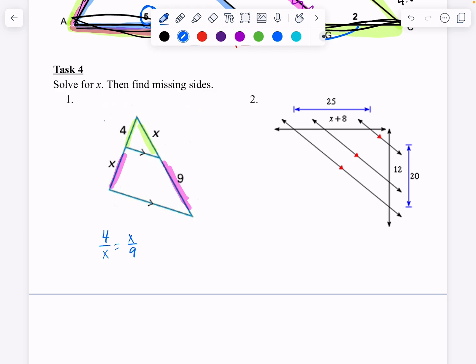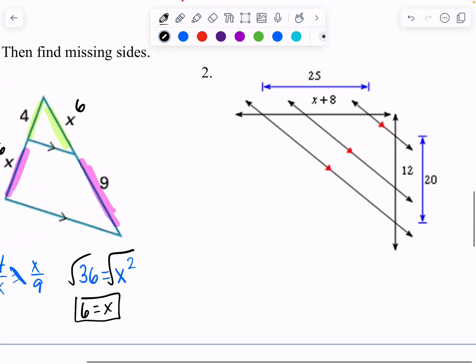And then I'm going to do the math the same. So 4 times 9 is 36. X times X, this was eye-opening today, but when you multiply two X's, you get X squared. So at this point then, to solve for a square, we take the square root of both sides. So I'm getting that X is equal to 6. So that means this side is 6 and this side is 6.